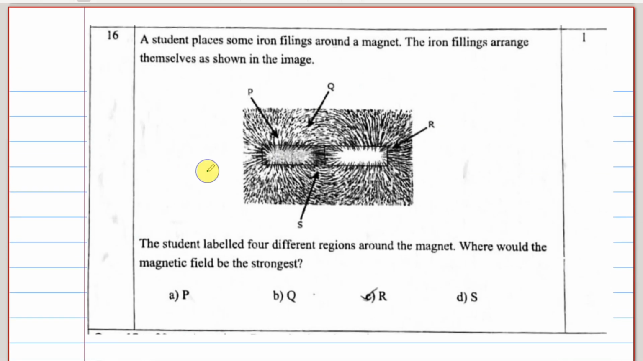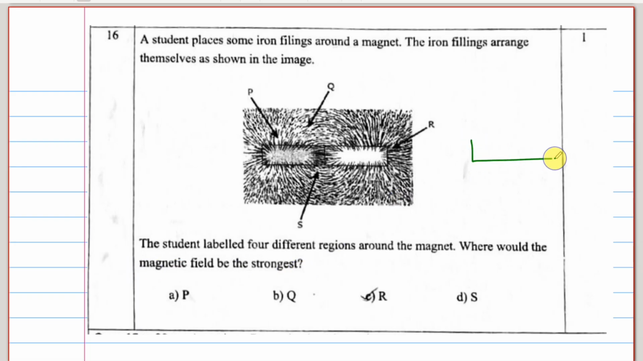Next question, question 16. A student places some iron filings around a magnet. The iron filings arrange themselves as shown in the image. The student labeled 4 different regions around the magnet, P, Q, R and S. Where would the magnetic field be the strongest?